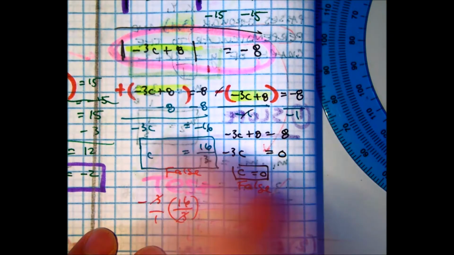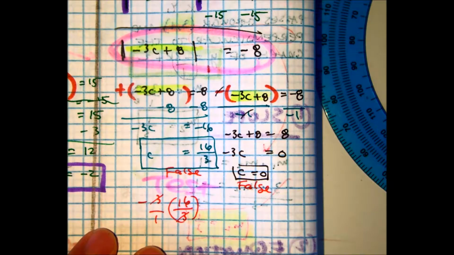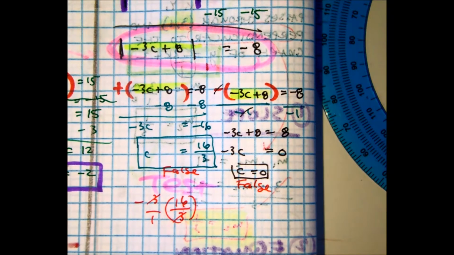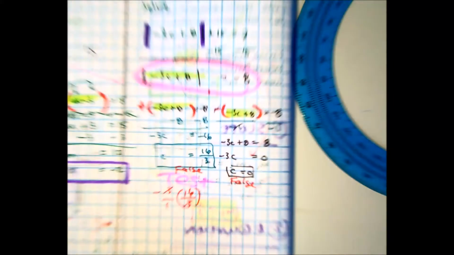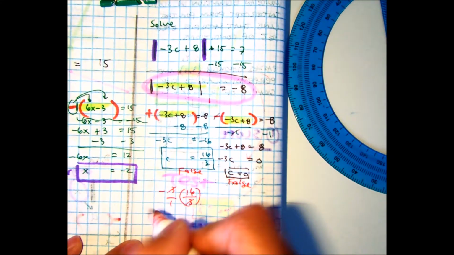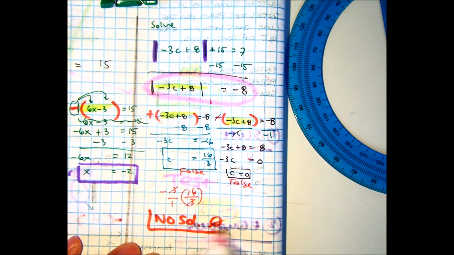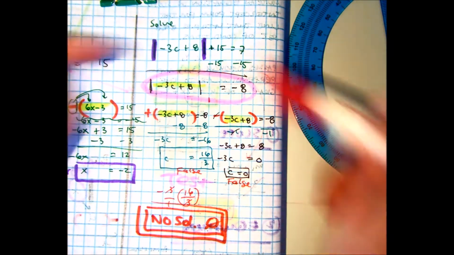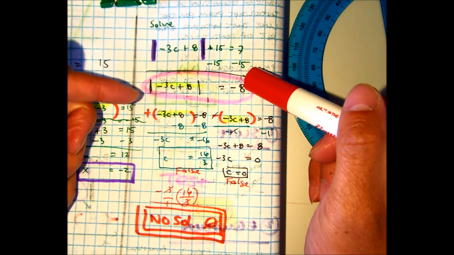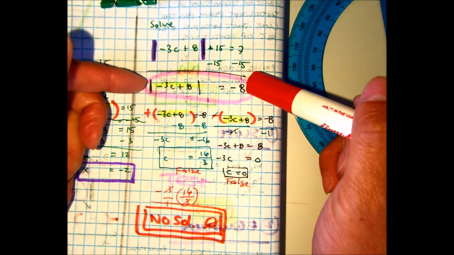Well, if they're both false, they don't really work, do they? The answer is what? No solution. Empty set is our answer. You see, raise your hand if you saw it early on. Some of us may have not seen it early on.